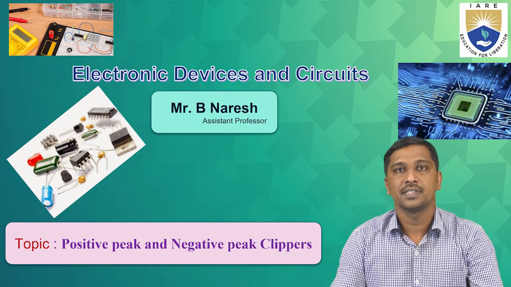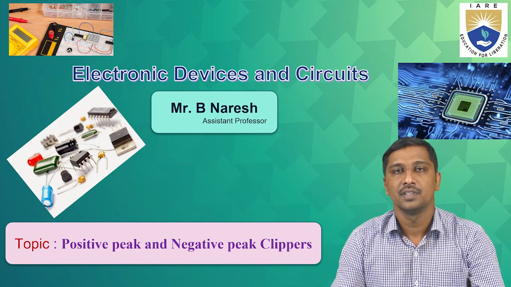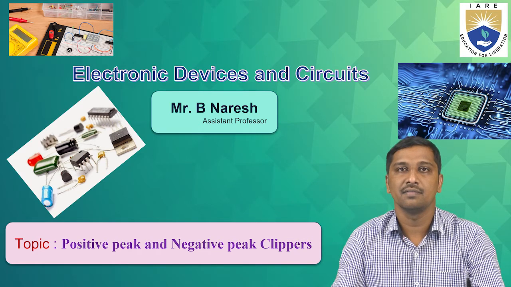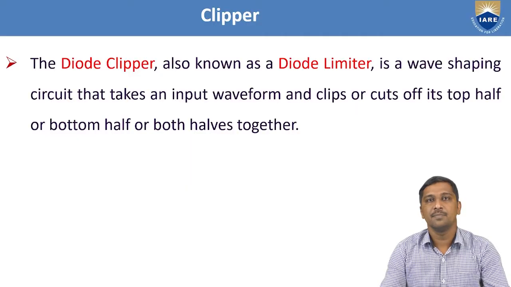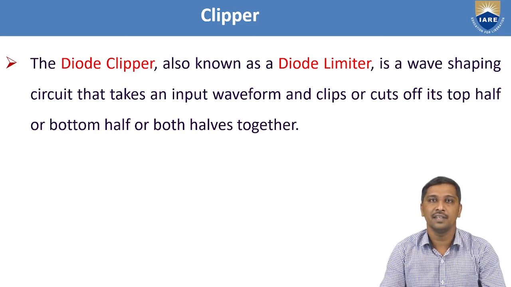Before going to positive peak and negative peak clippers, first I'm going to define what a clipper is. A clipper is an electronic circuit that can be used to remove or attenuate some portion of a given arbitrary signal, either in the positive portion, the negative portion, or in both portions.